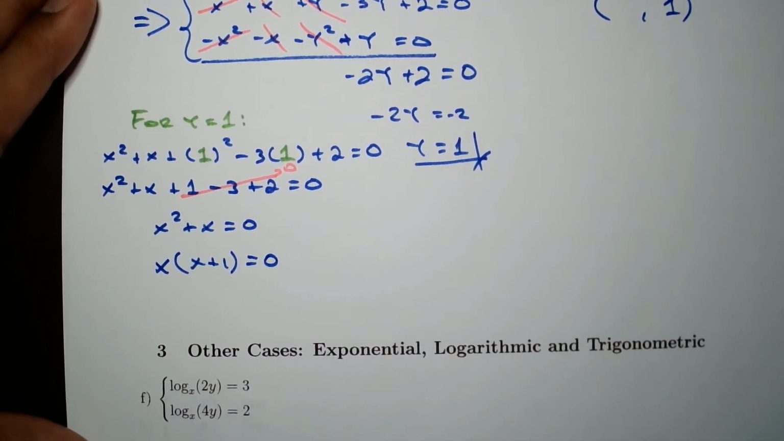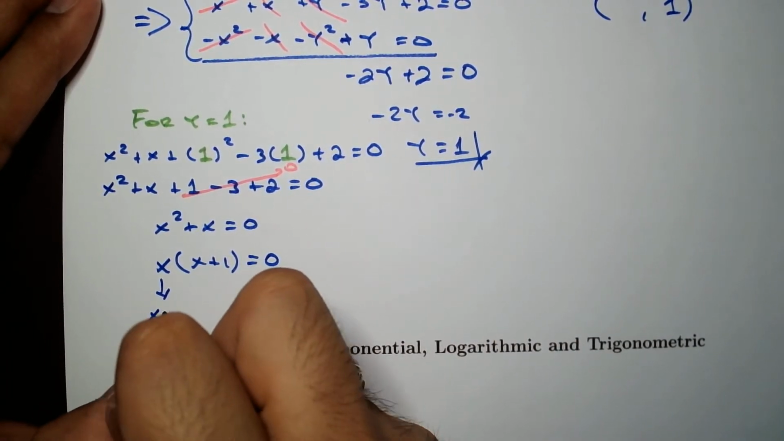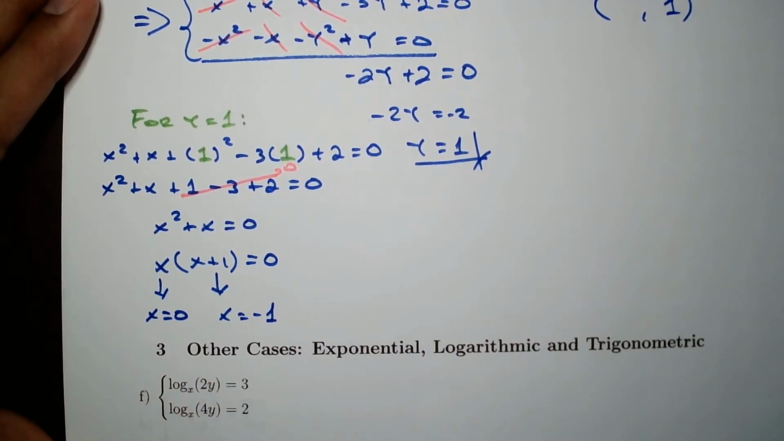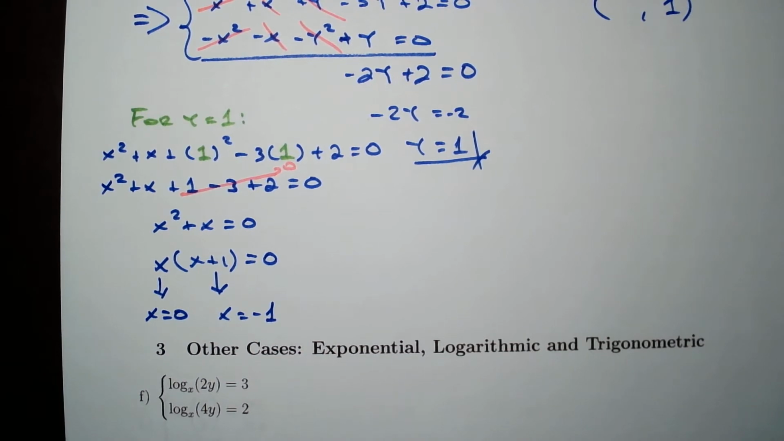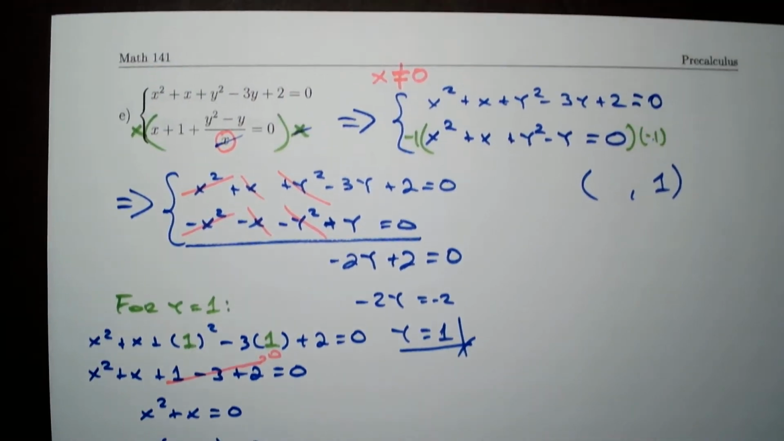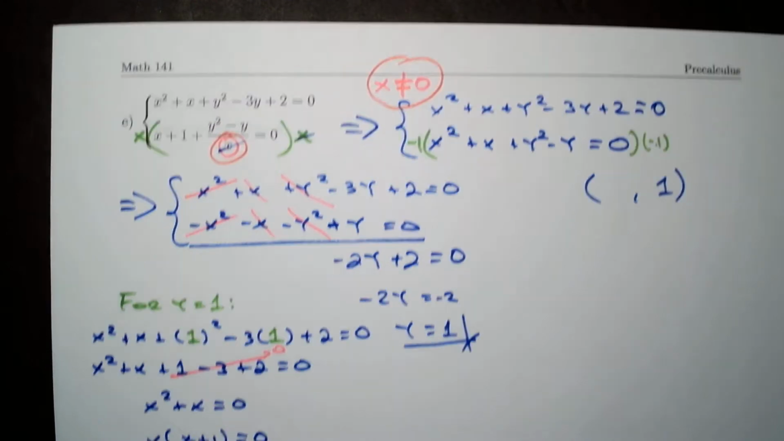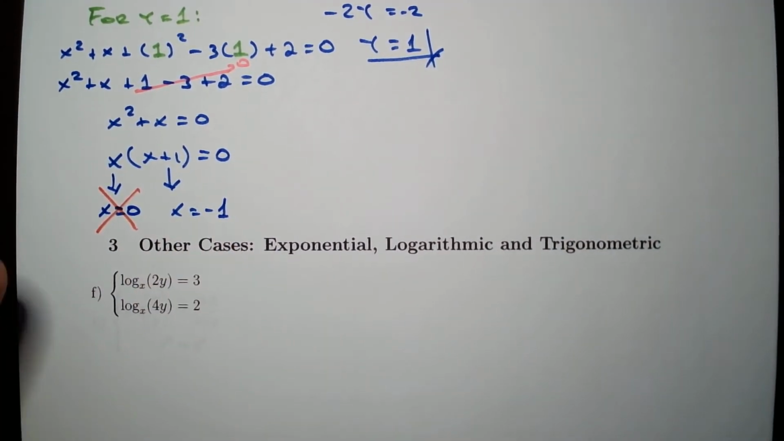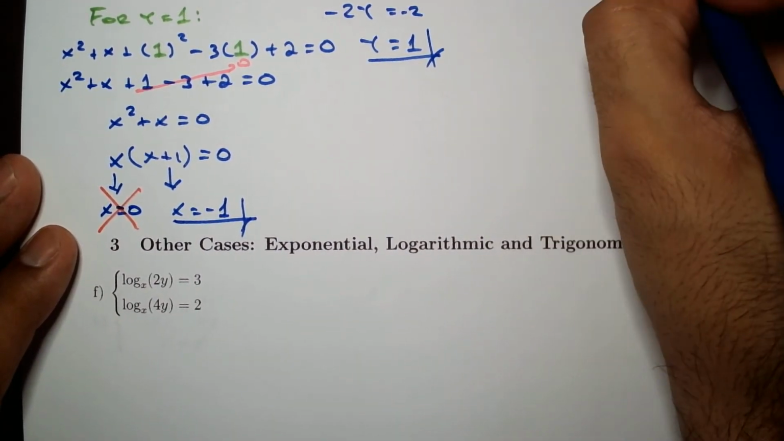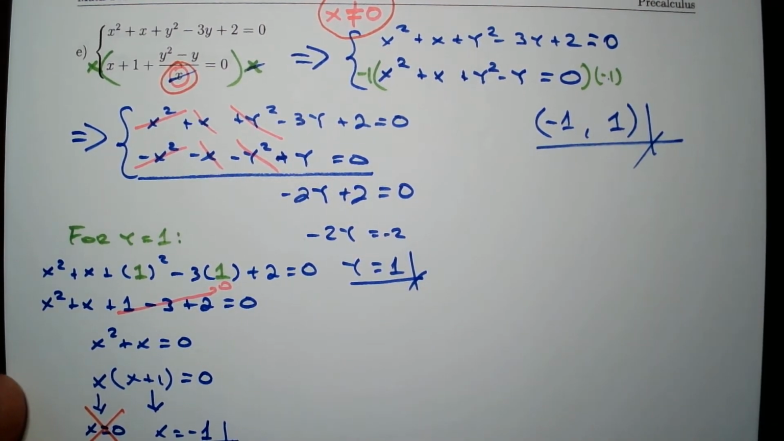Using the zero product property, x equals 0 and x equals -1. However, I'm concerned about the first solution. This one cannot be because of the restriction that we put over here due to this denominator. So the only legitimate solution would be x equals -1. So (-1, 1) will be the solution set, only one ordered pair.